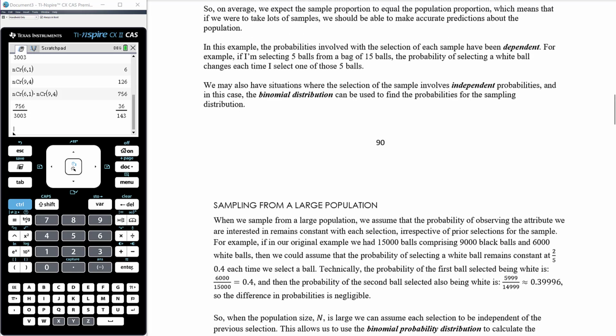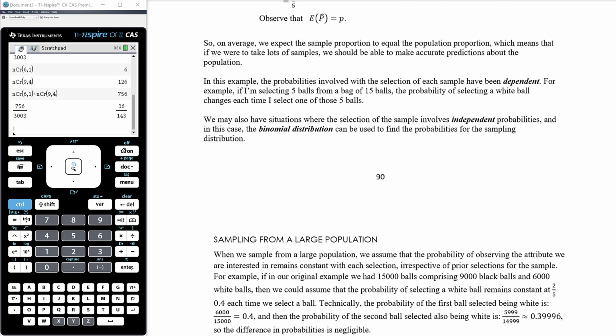In this example, the probabilities involved with the selection of each sample have been dependent. For example, if I'm selecting 5 balls from a bag of 15 balls, the probability of selecting a white ball changes each time I select one of those 5 balls, which is why we've done them as a selection. For example, the probability of me choosing a white ball out of the 15 balls is, sorry, there were 6 white balls, so 6/15. But then the probability of me choosing another white ball becomes 5/14. So that's one of the issues.